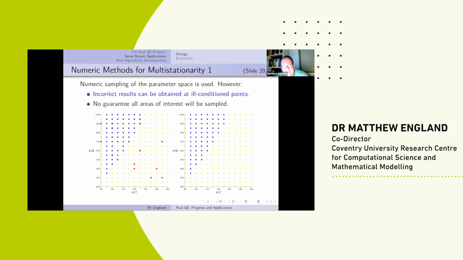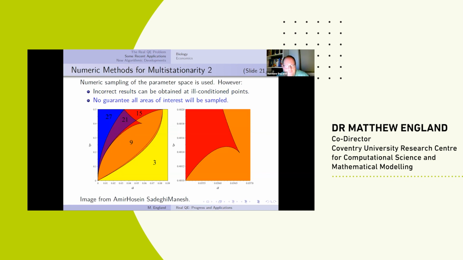However, that's about avoiding incorrect results. But what about the fundamental insight? This is what I consider more interesting. So what I'm showing you here is pictures produced by the work of my postdoctoral researcher, Amir Hussain Sadeghi-Manesh, who used the technology that we developed in our project to study a particular biological problem.